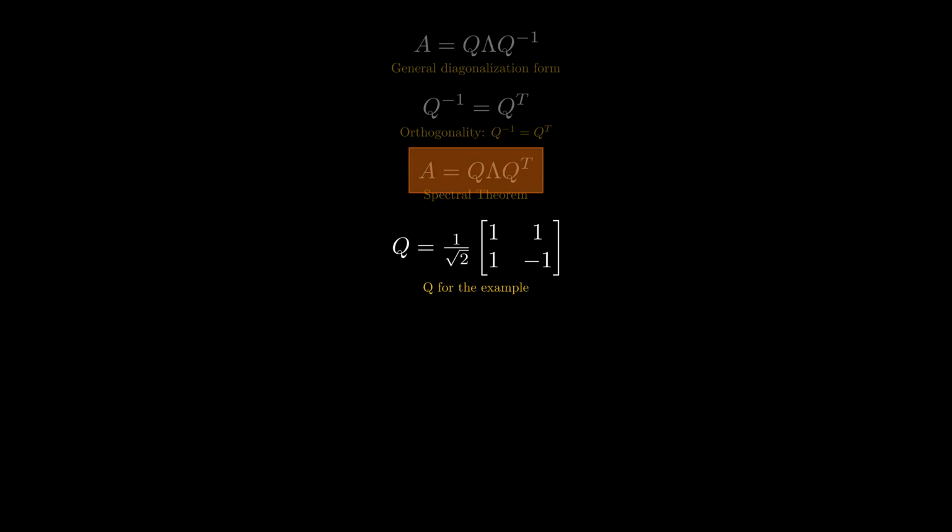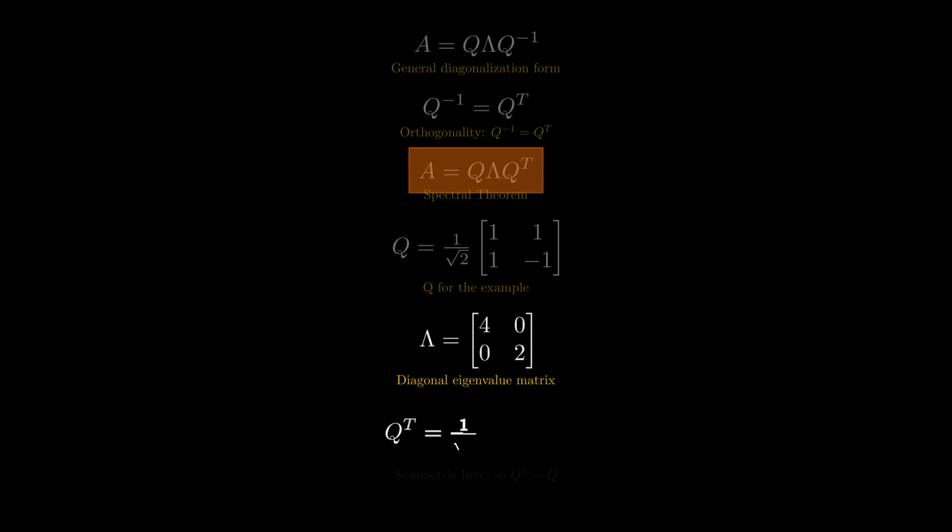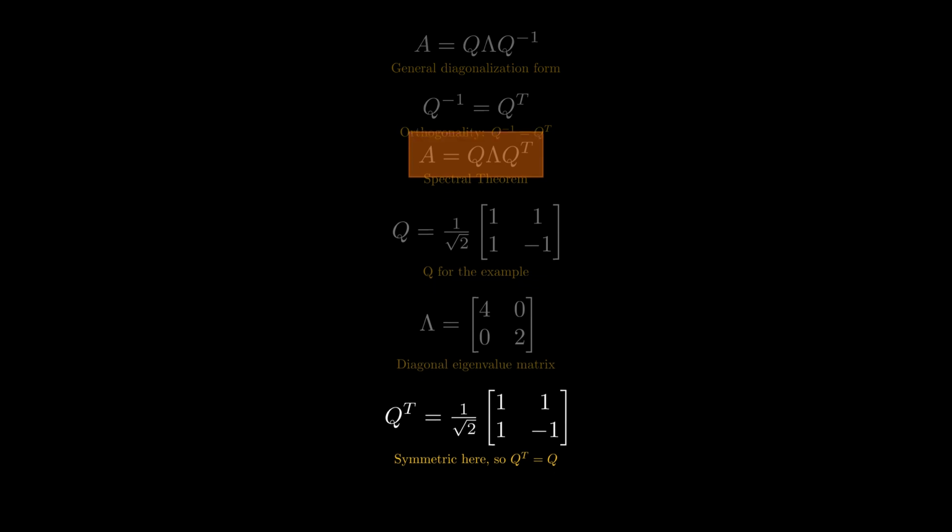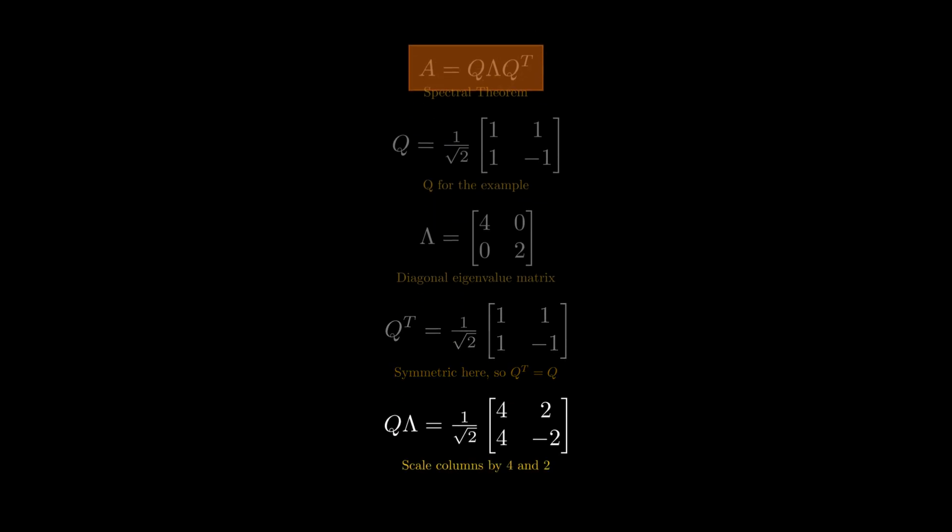Let's assemble it for our running example. Q is 1 over square root of 2 times the matrix whose columns are 1, 1 and 1, negative 1. Lambda is the diagonal matrix with 4 and 2 on the diagonal. And because Q is symmetric here, Q transpose looks identical to Q. First, multiply Q times lambda.